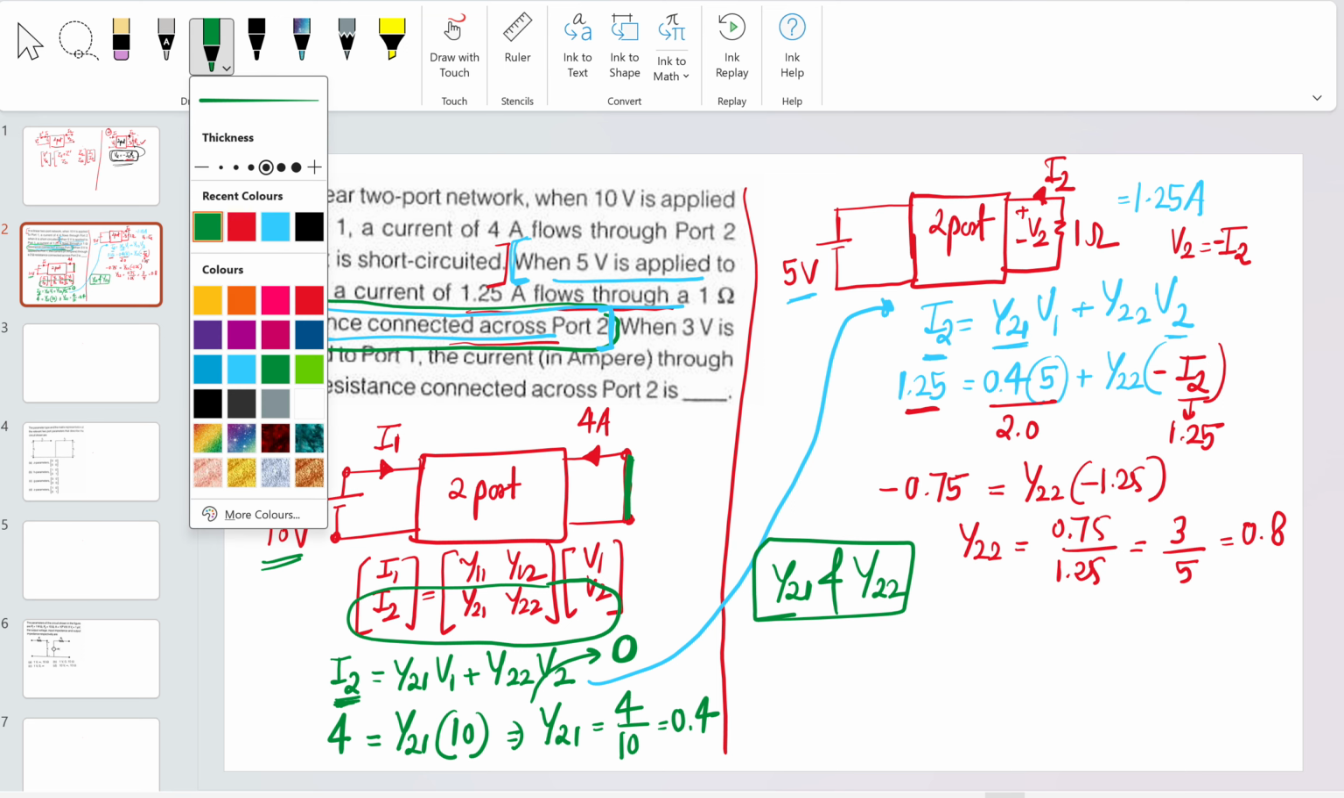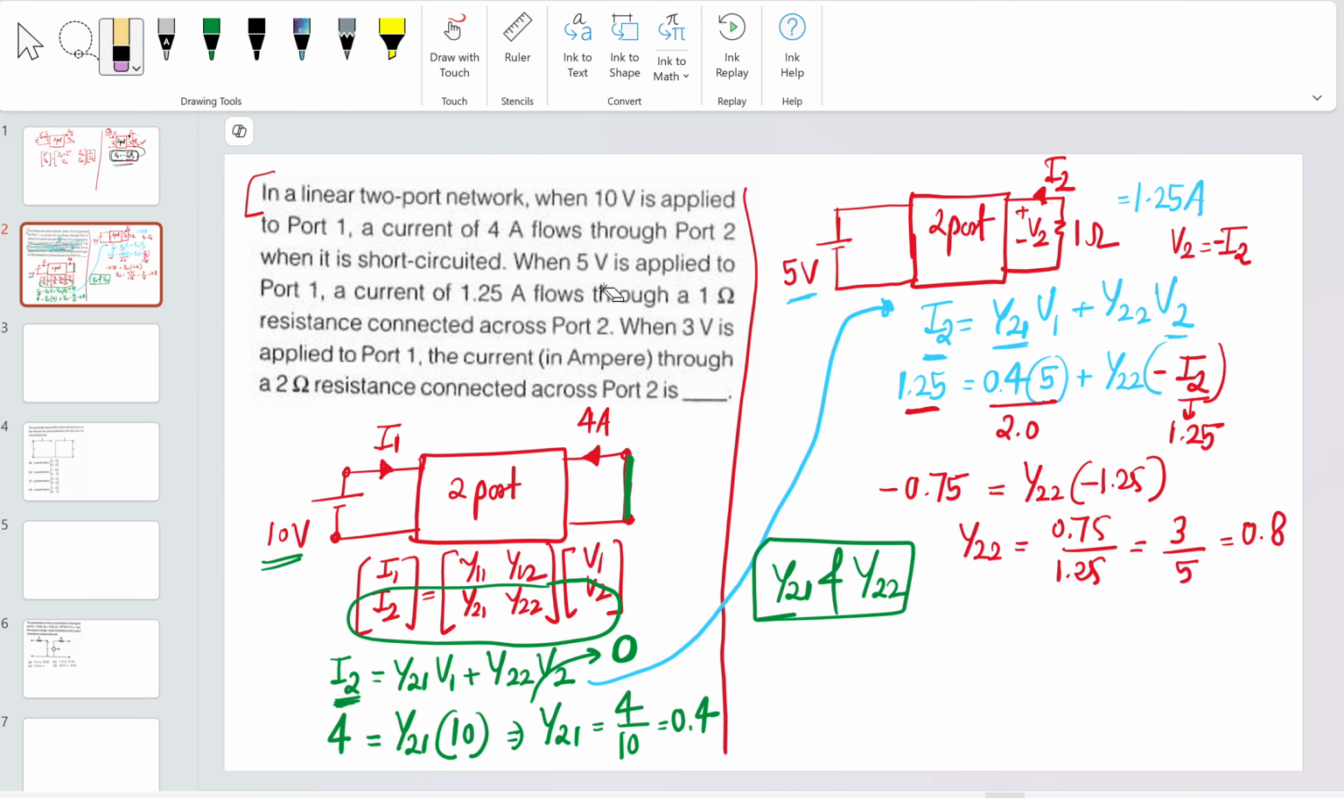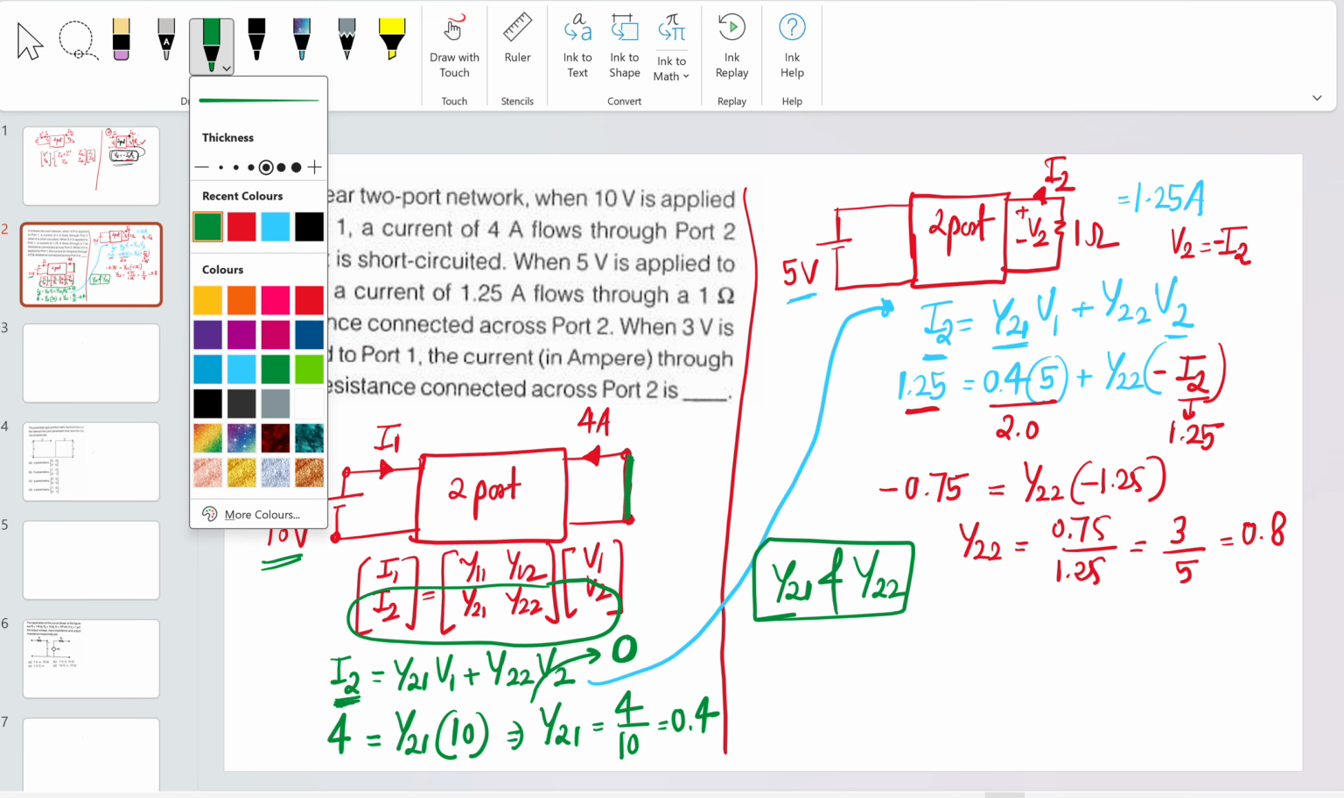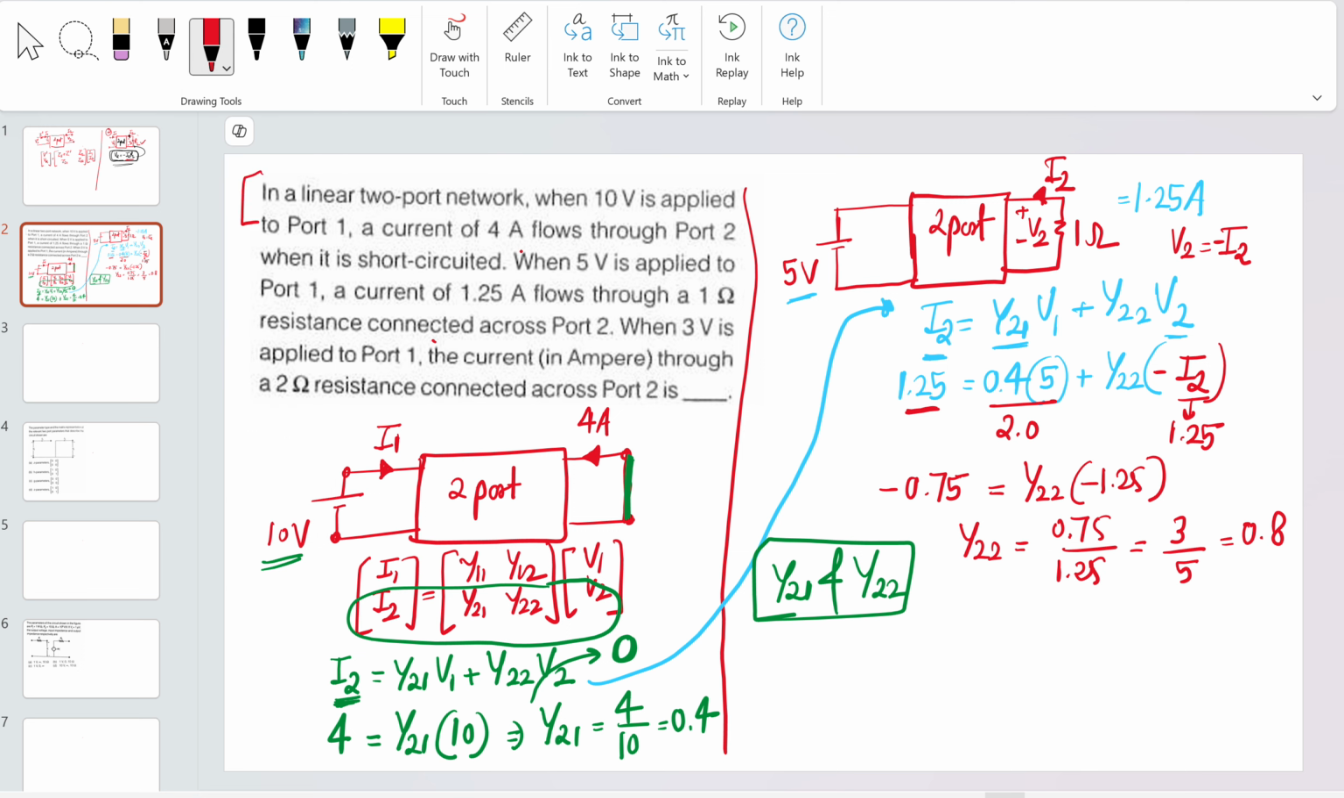Now let's read the third part of this paragraph. We have read the first part till here, and the second part till here. Let's read the third part from here to here. It says that if you apply 3 volts at the port 1 input side, what is the current through the 2 ohm resistor connected across port 2?